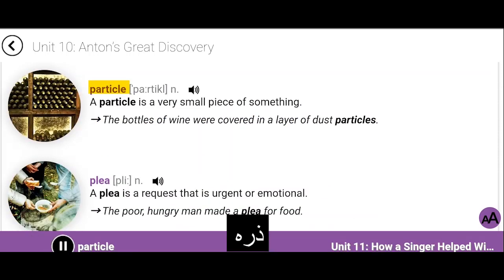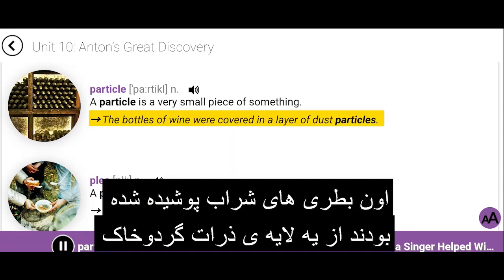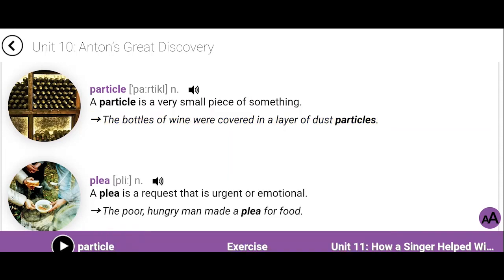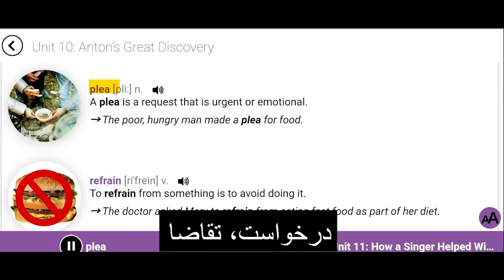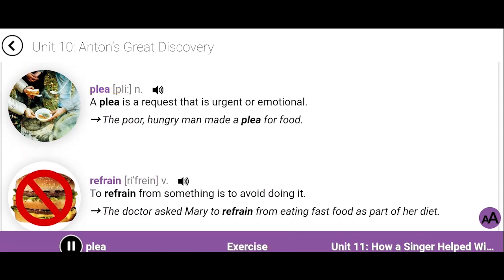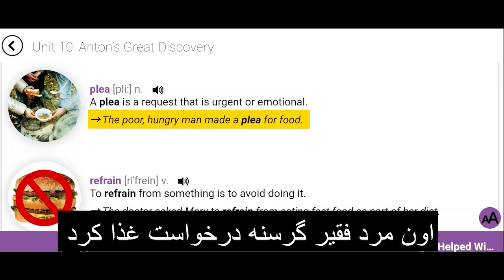Particle. A particle is a very small piece of something. The bottles of wine were covered in a layer of dust particles. Plea. A plea is a request that is urgent or emotional. The poor, hungry man made a plea for food.